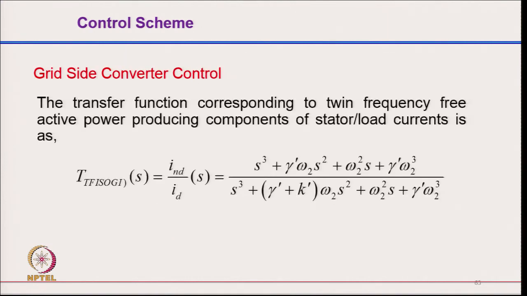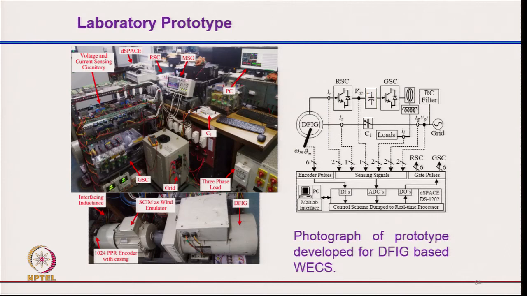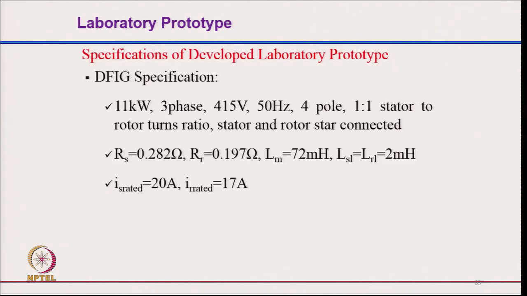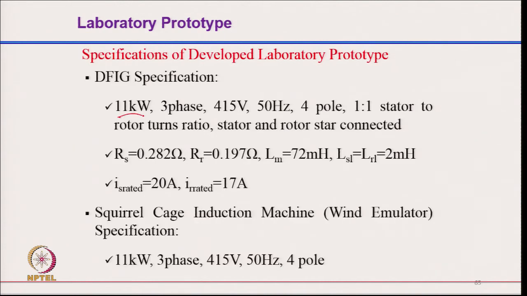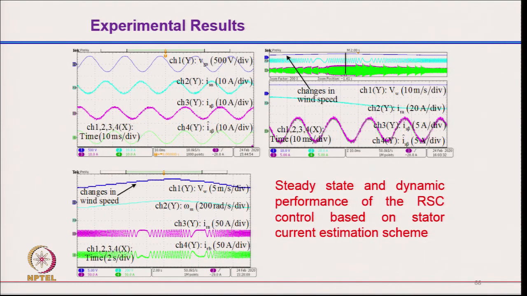And on the grid side converter, again you have a similar filter for eliminating the harmonics or unbalance in the current. These are typical systems developed in the laboratory for power quality improvement on the grid side using the DFIG, and these are the ratings of the DFIG for which the system is developed. You can clearly see the grid voltage and grid current.